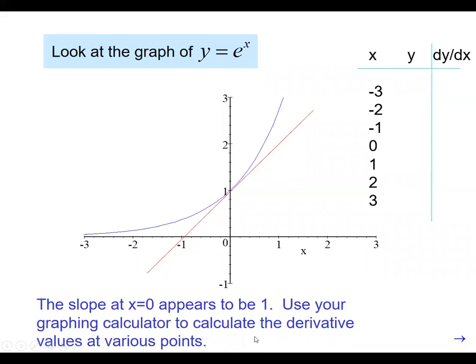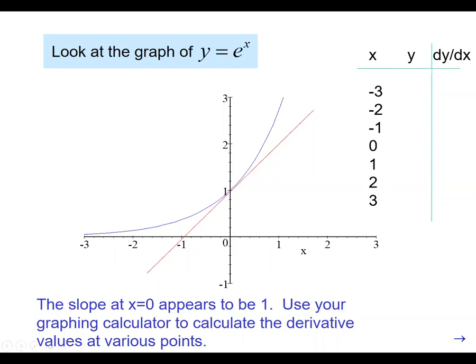So what about the derivative at -3? Second trace, -3, second trace number 6. I'm at -3, and I get a slope of 0.049787. And the coordinate there would be x is -3 and y is 0.049787. And then if I take the derivative, second calc, number 6 at -2, I get a slope of 0.135 and a y value of 0.135.